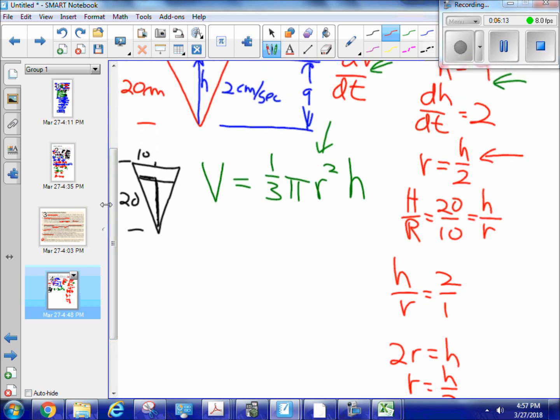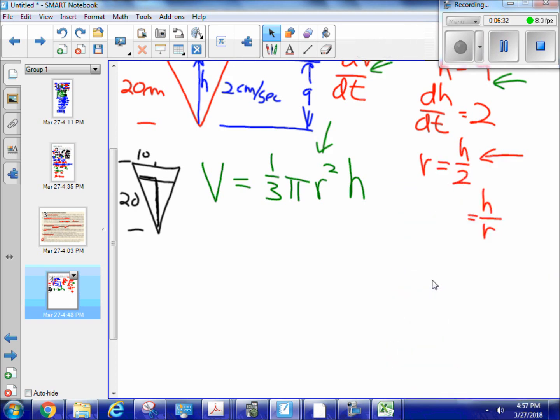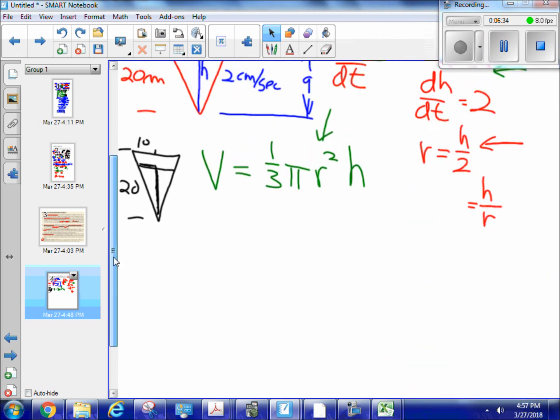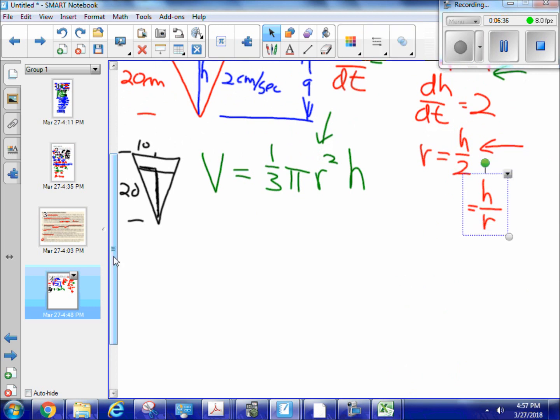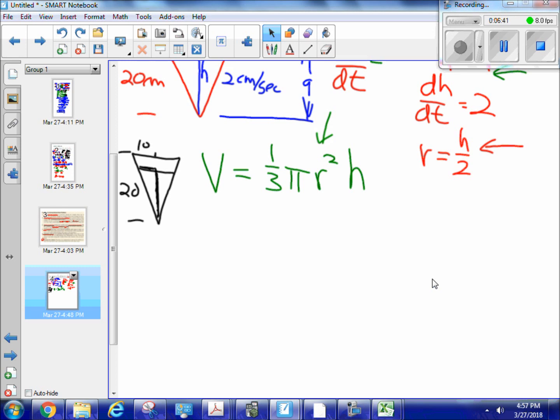But I kind of walked you through the steps to be able to see that. So this is a little bit more of a complicated problem because I have to be able to look for different kinds of similarities in the different forms that I'm using. So I know that r is equal to h over 2. Delete that so I have a little bit more room. Get rid of this one too. And I'm working with this formula right here.